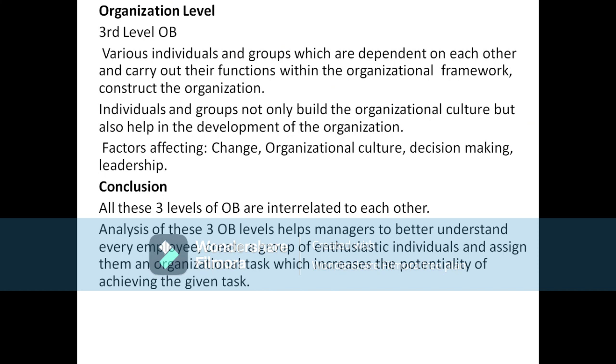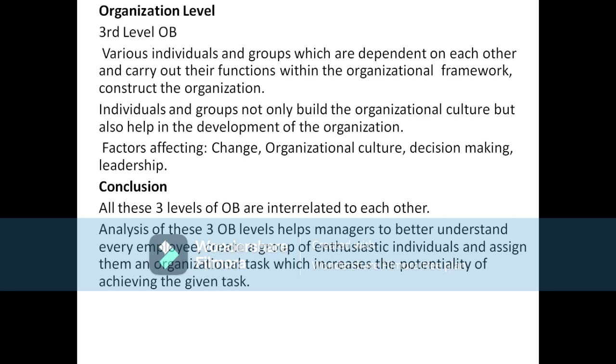So under organization level, various individuals and groups which are dependent on each other and carry out their functions within the organizational framework construct the organization. Here, how the individual behaves, how the groups behave at the organization level will be studied. The behaviors of both individuals and groups can be studied at organizational level. Organization is big, it is not limited to a person or to a particular group. As an organization as a whole, behavior will be studied in all aspects.